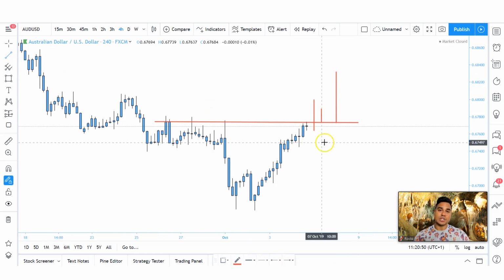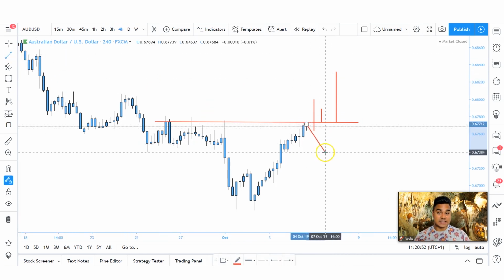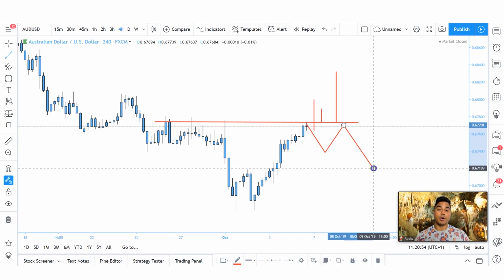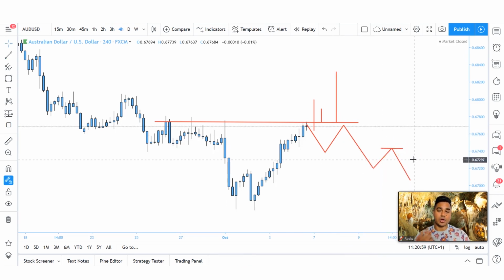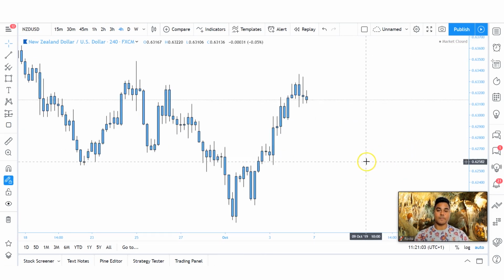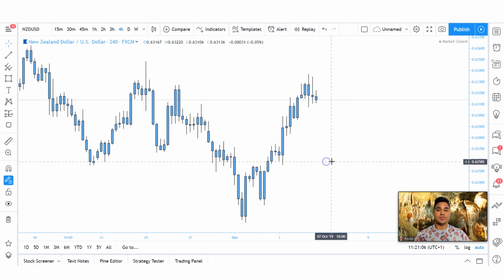If I start to see price showing resistance at this level, I'll wait for price to come back for double tops, lower highs, and then I'll look to sell the market only once I have evidence and confirmation. For now, this structure to me is fairly bullish. The next pair we'll take a look at is New Zealand Dollar USD.